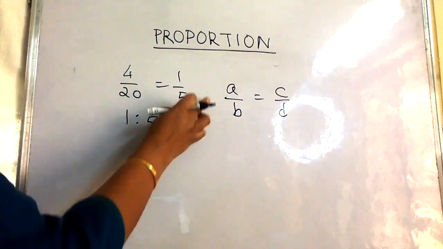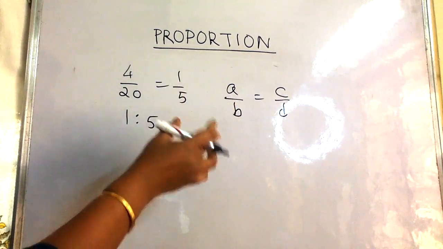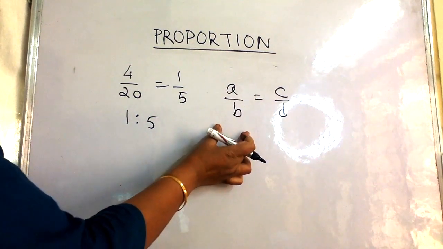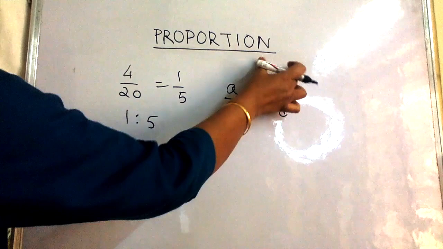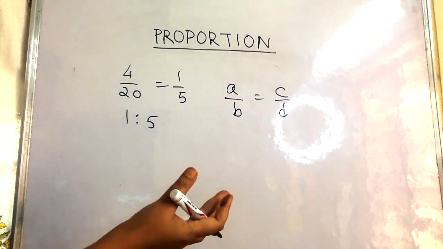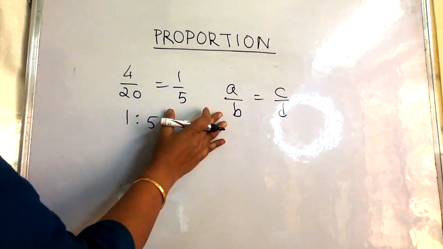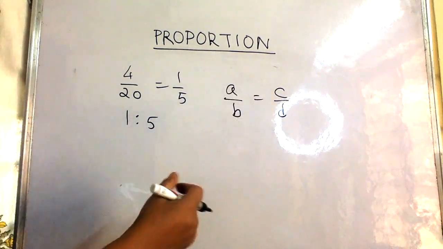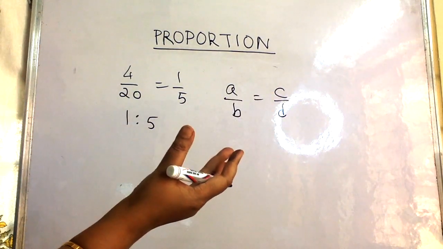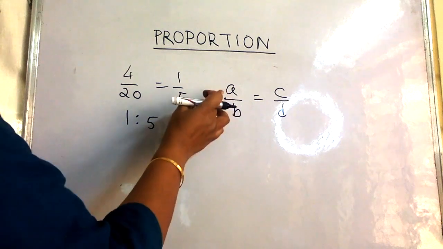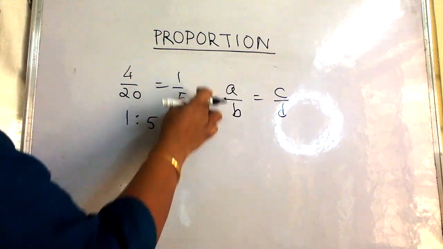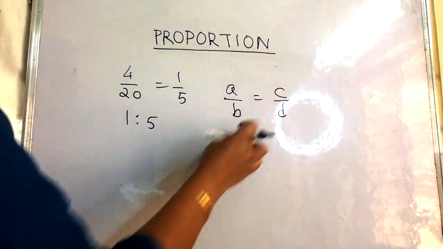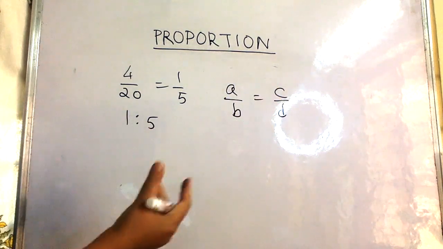So when we have A by B ratio is equal to C by D, one thing we have to remember: these two have to be of the same kind, and these two also have to be of the same kind. Like this can be distance, only distances here, and this can be the amount of petrol that has been used in covering this distance. So either they are of the same kind or they are of the same unit also.